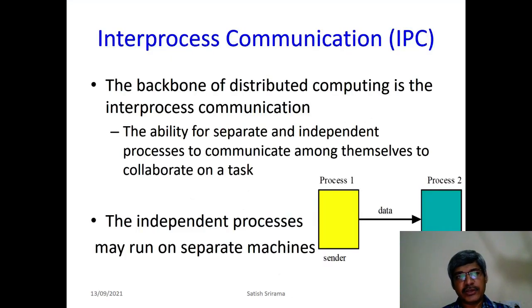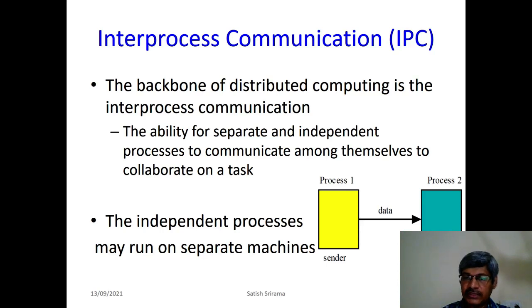So, inter-process communication is actually the backbone for distributed computing. It is the ability for separate and independent processes to communicate among themselves to collaborate on a task. So the idea is that there are different processes. Process one is here and process two is here. These processes are communicating, and they are separate and independent processes.